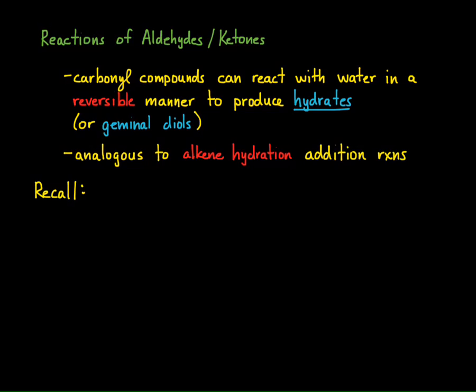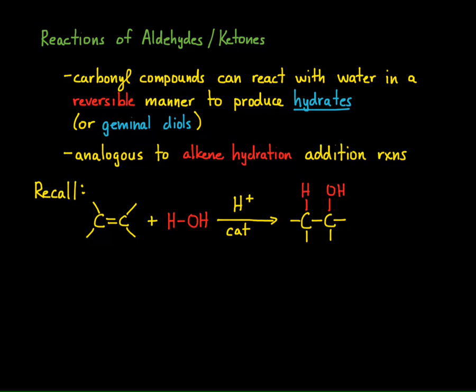So let's recall the reaction of an alkene. When we take an alkene and we treat it with water in acidic conditions, right, so we have an acid catalyst, we can get addition of water across the double bond. So H and OH adds across the double bond. And of course we looked at regioselectivity of this reaction.